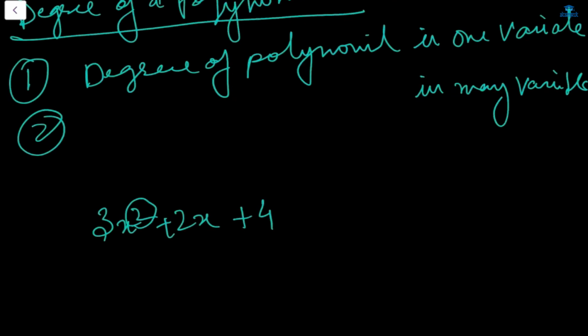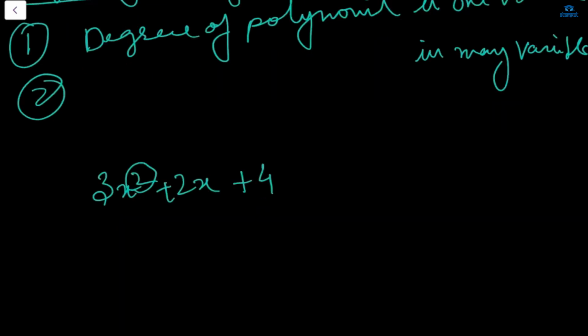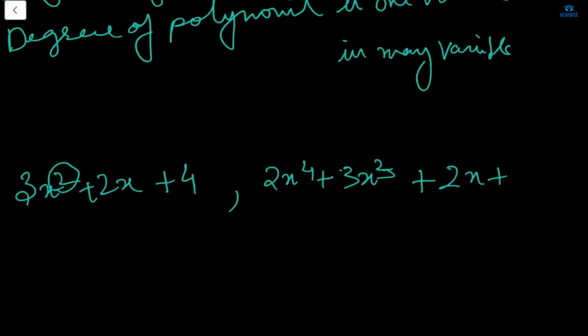Now, the degree of a polynomial in one variable is the highest power of the variable. Since only one variable is there, we just see the highest power of that variable in the given expression. One more example: if I write 2x to the power 4 plus 3x cube plus 2x plus 1, here the degree is 4, because the highest power of the variable is 4.